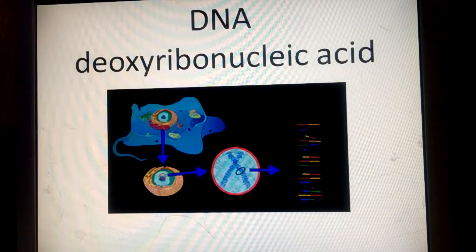Genes are the units of DNA, and genes are responsible for passing on the properties or qualities of that particular species from one generation to the next one. That's why DNAs are very important structures which are present on the chromatin network.